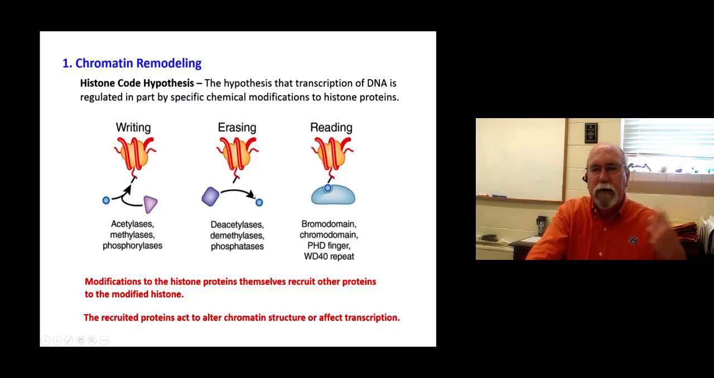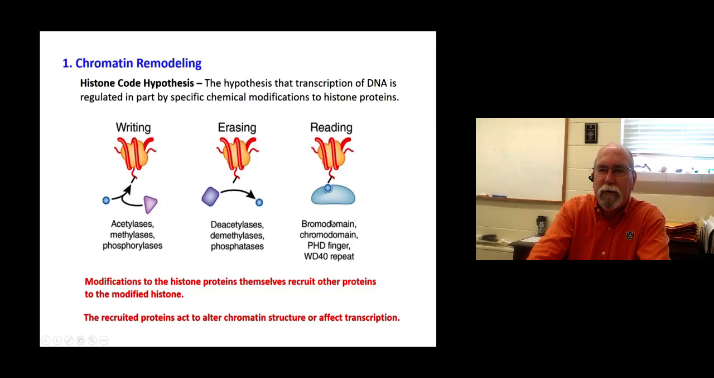If you want to shut it down, you can come in and deacetylate it. You can demethylate it, and you can bring in phosphatases, which will do the same, dephosphorylate it. And then there's reading, which you actually can make it where you can function in a different way, which is all sorts of things. There's chromatin domains.